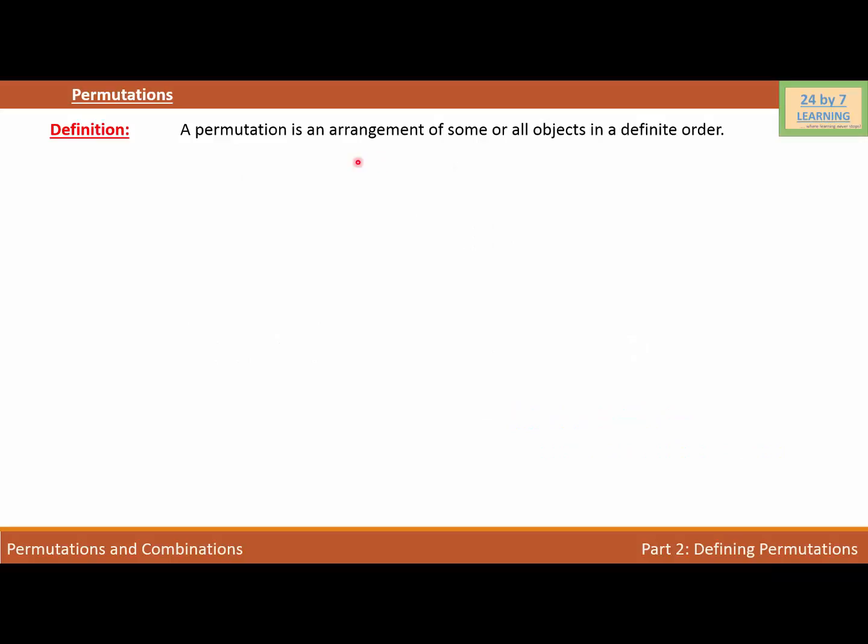Defining permutations. A permutation is an arrangement of some or all objects in a definite order. It simply means that permutation tells us how to arrange the objects in any given order. The symbol to represent the permutation is nPr, where P is the permutation, n is the total number of things available, and r is the number of things that you count at a time.